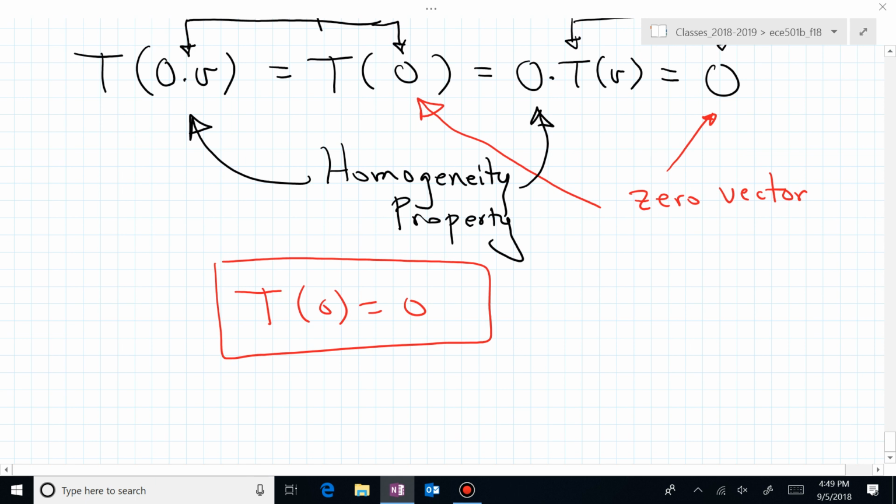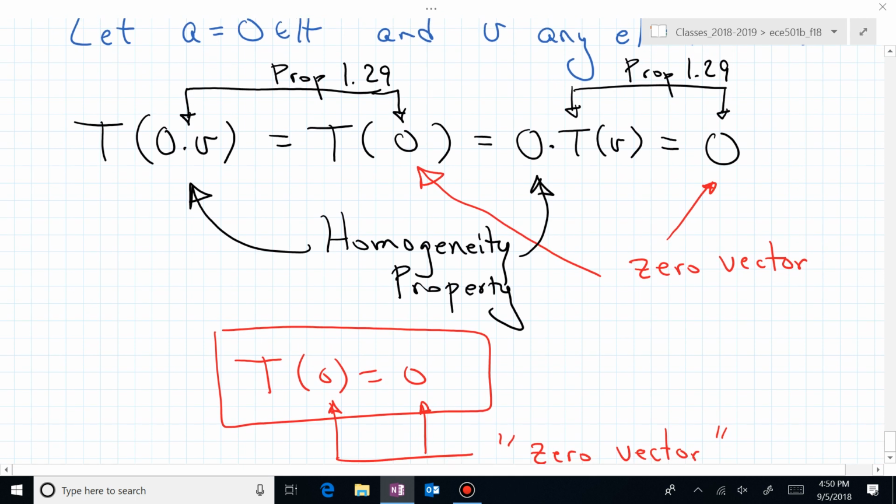So now we are concluding, or trying to justify or explain, that if you operate on the 0 vector by a linear map, it better take you back to the 0 vector. So that's the homogeneity property that we used, in addition to using proposition 29 to justify that if our map doesn't take the zero vector into the zero vector, there's a counterexample for it not being a linear map.